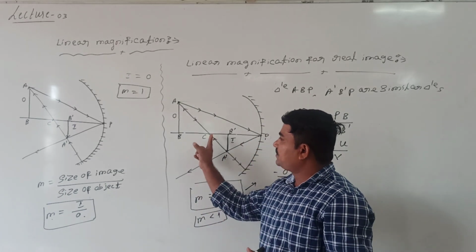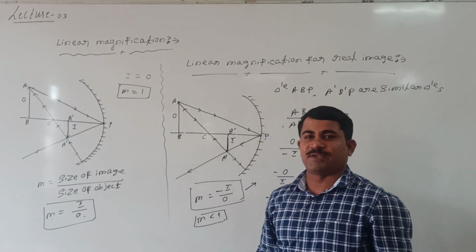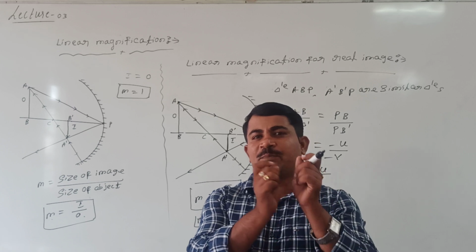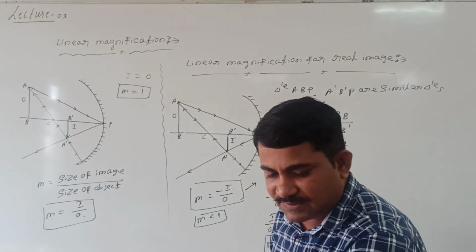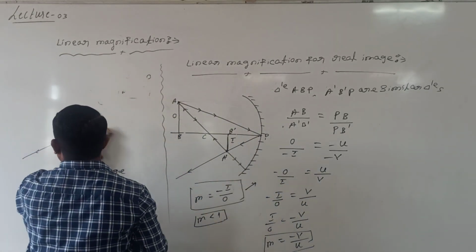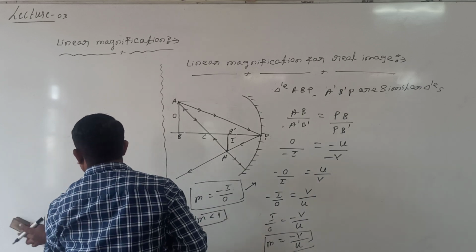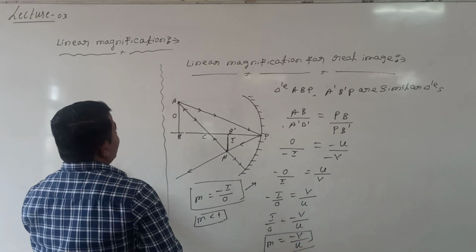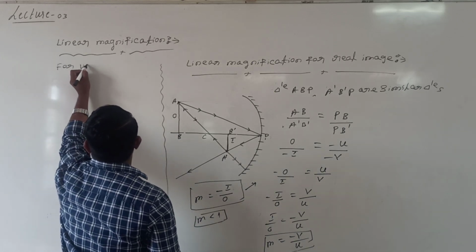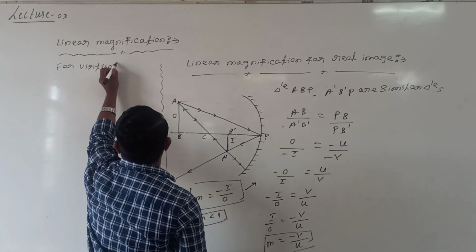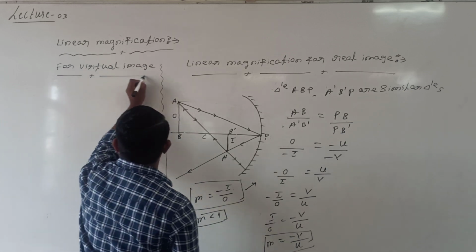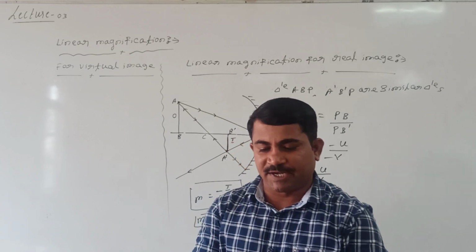Similarly, it can also be positive, depending on the nature of the image. Now the object was placed just behind the center of curvature. Now I would like to put the object between the pole and principal focus. That we'll see now. How linear magnification is negative, that we'll see now. Look at me. Linear magnification for a virtual image. For a virtual image we will see how linear magnification is positive.